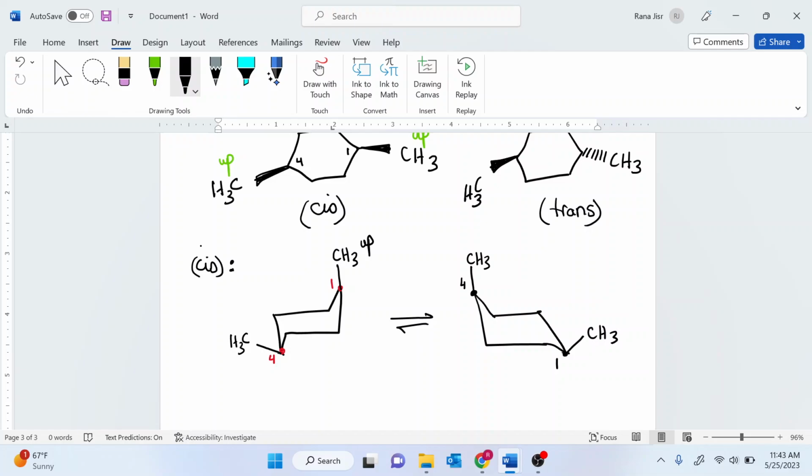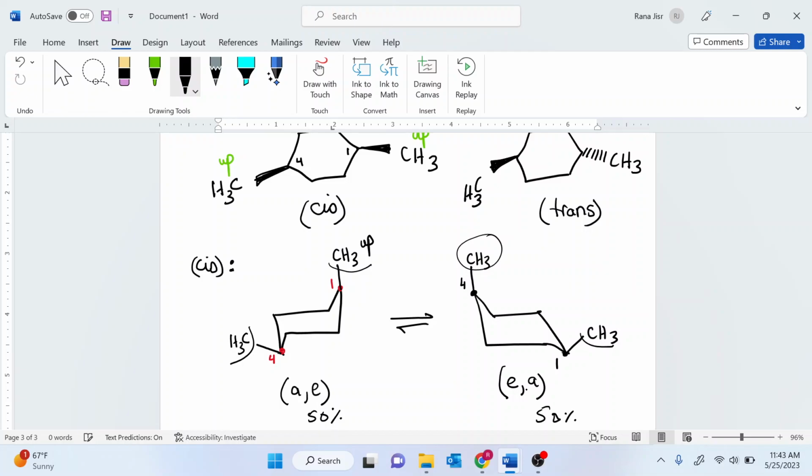Notice here that I have similar percentages of axials and equatorials because I have one group which is on the axial, the other one is on the equatorial. And here I have one group which is on the equatorial because axials here turn into equatorials. So this one is going to be on the equatorial and the other one is on the axial. So I have a 50-50% chance.